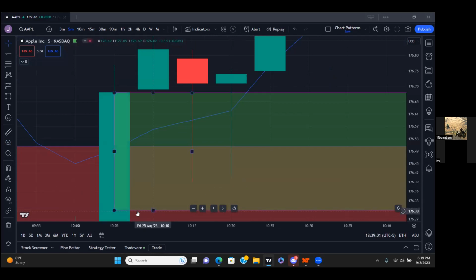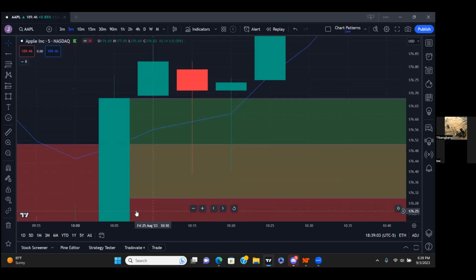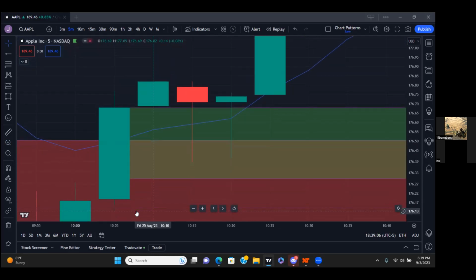Yeah, right here. Or zoom out a little bit more. I can't see the beginning. You see that wick before that big candle? That first candle before it. The left candle? Right there. That's where it started, the fair value gap.